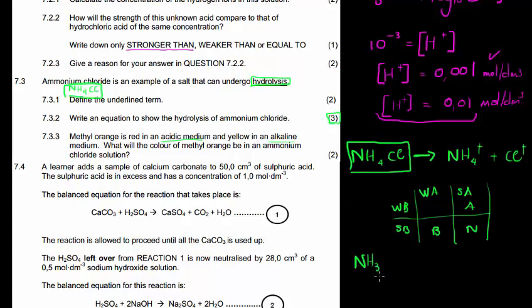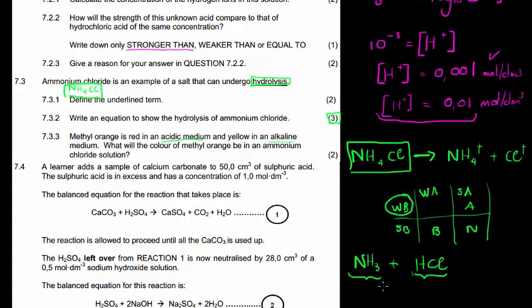NH3. Is that an acid or a base? That's a base, plus HCl, hydrochloric acid. Is this strong or weak? Strong. This is a base. Strong or weak? Okay, you need to go and study the strong and weak ones. I gave that earlier. So strong acid, and this is a weak base.